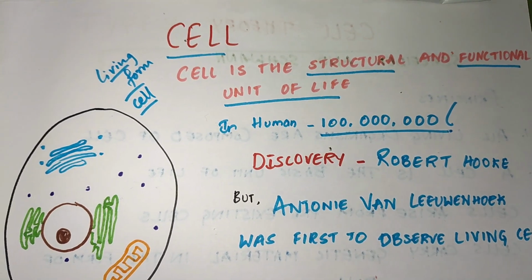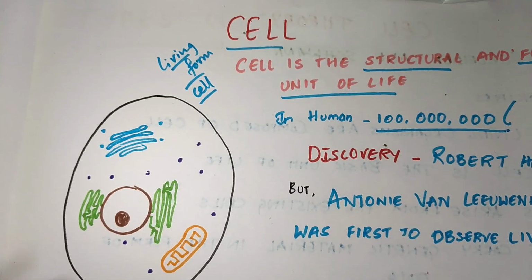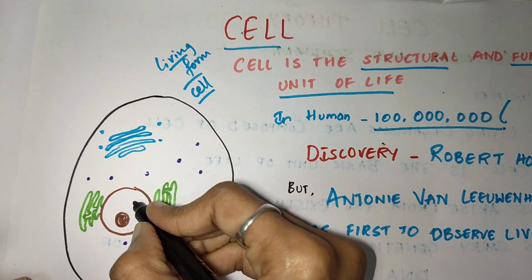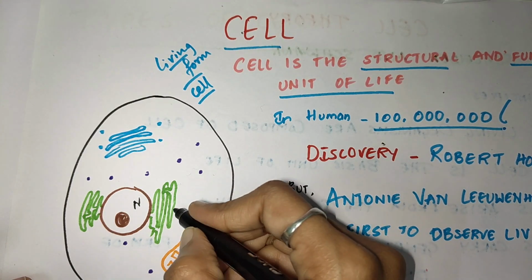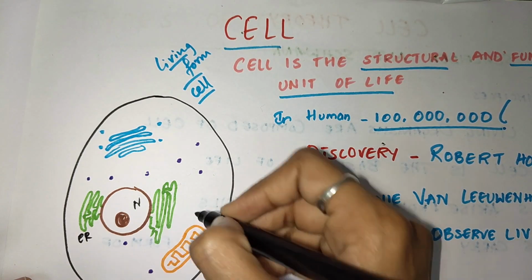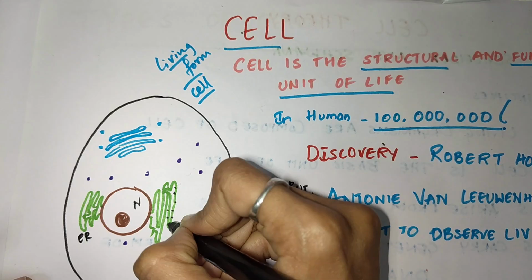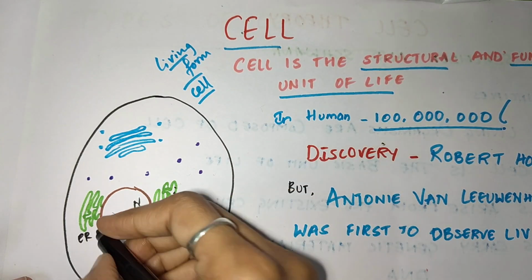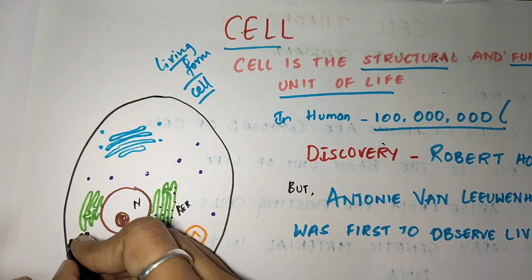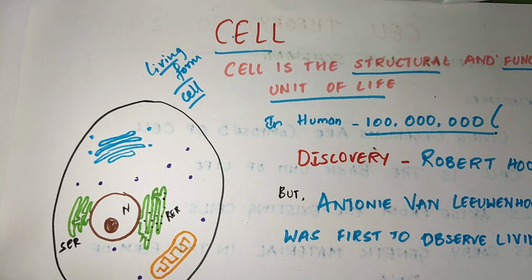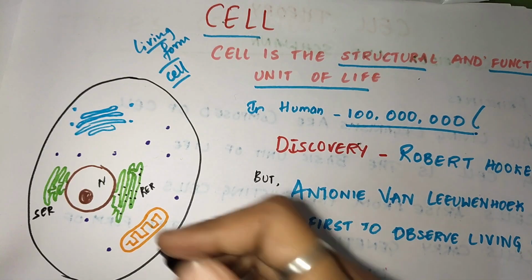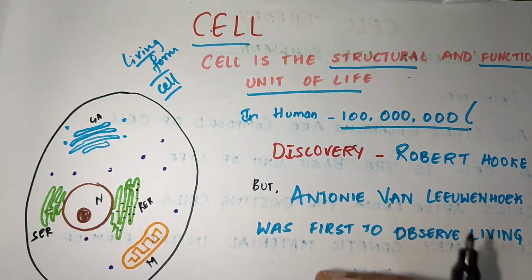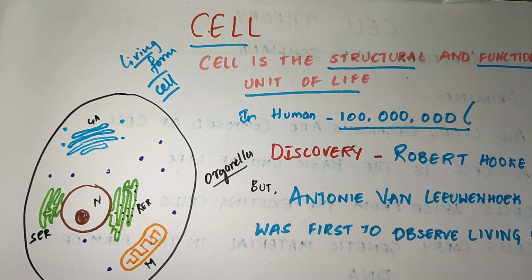And basically this is the structure of cells, right? It has a nucleus, nucleolus, this is our nucleus, nucleolus and endoplasmic reticulum. If we have ribosomes on the endoplasmic reticulum, we call it rough endoplasmic reticulum. If we don't have ribosomes, we call it smooth endoplasmic reticulum. And this is our mitochondria, Golgi apparatus. Similarly, there are a lot of organelles.